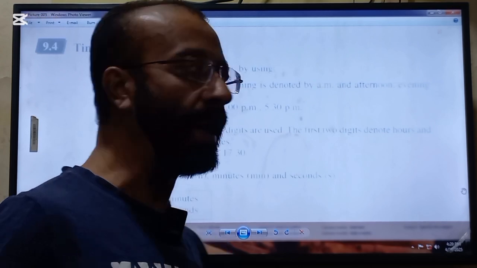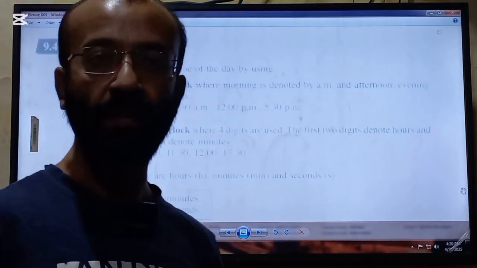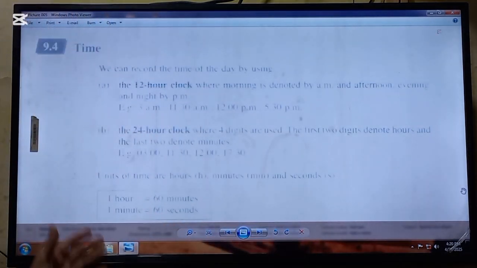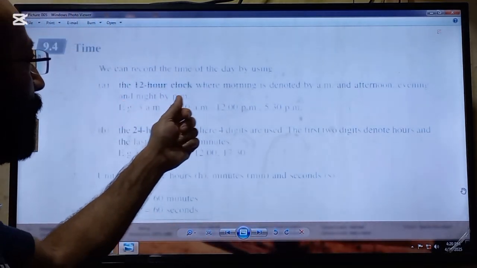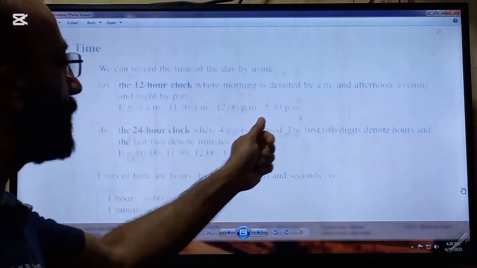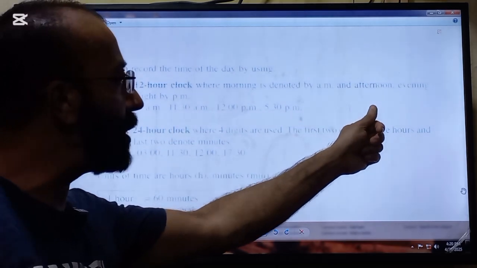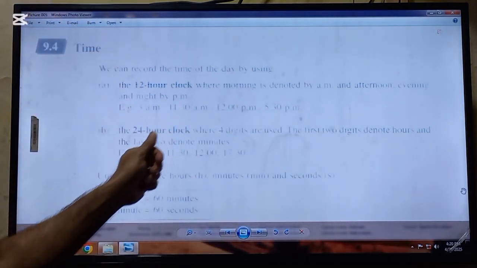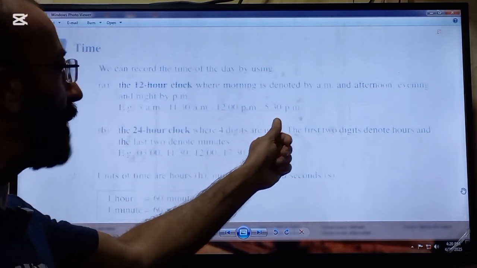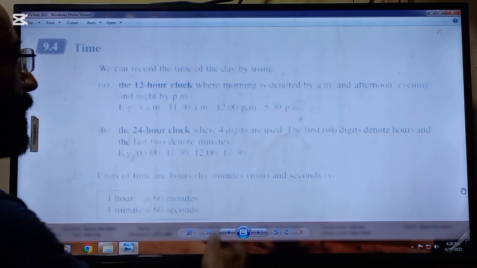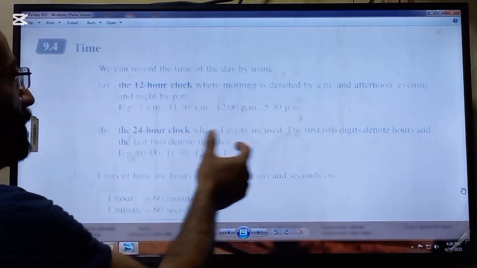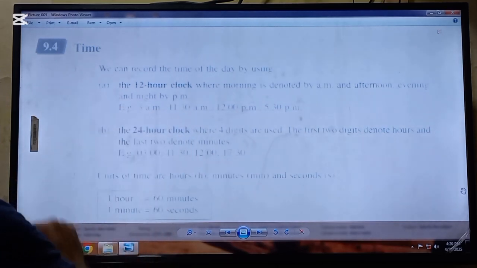The next topic in the lecture is time, and the points to remember and understand in time are, so concentrate yourself. We can record the time of the day by using the 12-hour clock, where morning is denoted by AM and afternoon, evening and night by PM. For example, 3 AM, 11:30 AM, 12 PM, 5:30 PM. So these are some examples. PM are afternoon, evening or night times, and AM are morning times.